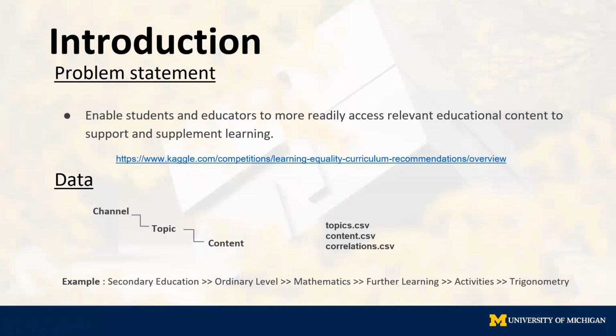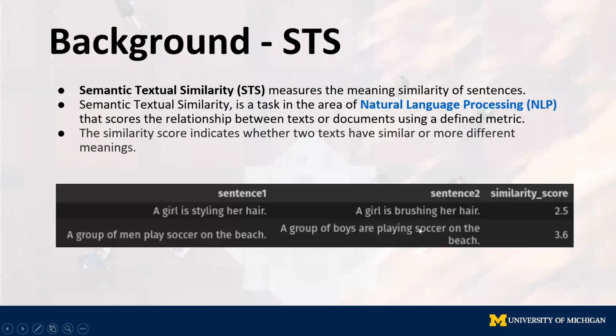Topic.csv contains a row for each topic in the dataset. These topics are organized into channels, with each channel containing a single topic tree. Content.csv contains a row for each content item in the dataset. And correlation.csv contains the content items associated to topics in the training set. The dataset we just learned about has data in 27 languages.